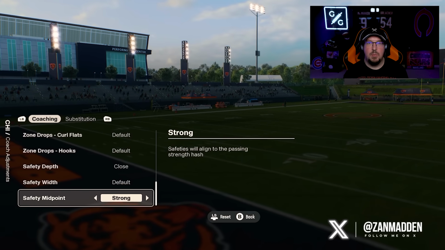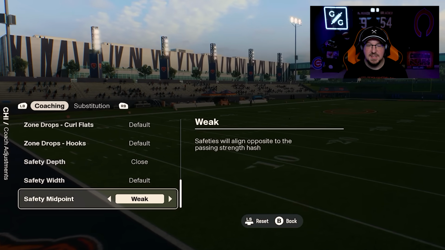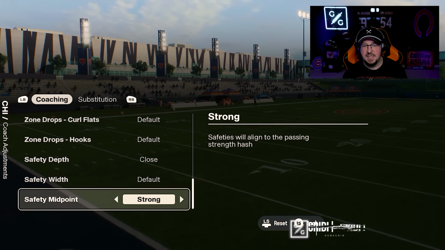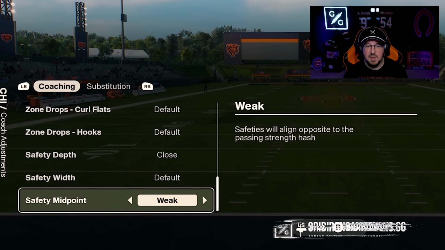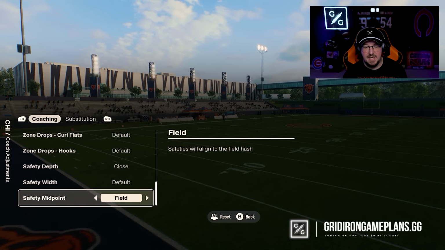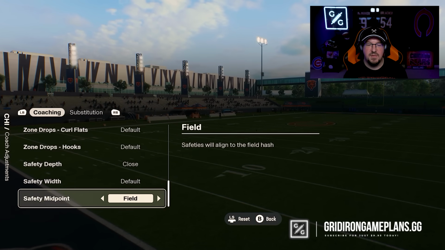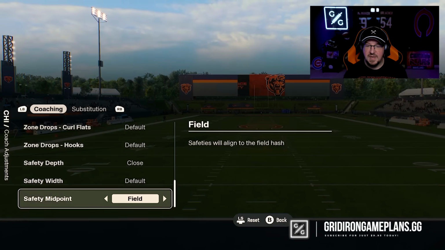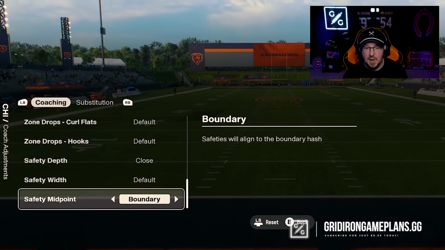The next two adjustments that we'll talk about are strong and weak. Those are the passing strength settings, meaning that your safeties will align to the passing strength, the side with more receivers, or opposite of that passing strength, which is the side with less receiving options. And then we have two that are more so grass related. These are going to be the amount of turf on the field, and your safeties will rotate based off of that in your play call. These are going to be your field, or the side with more grass, and boundary, the side with less grass. All 6 of these can be used from game to game based off of your opponent's tendencies.